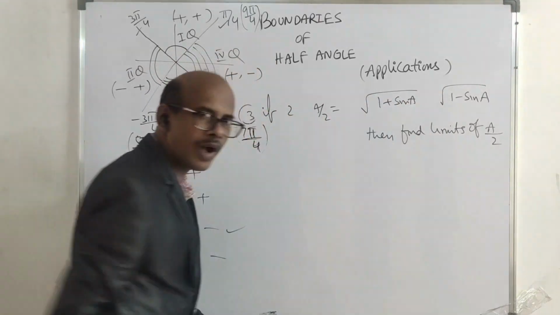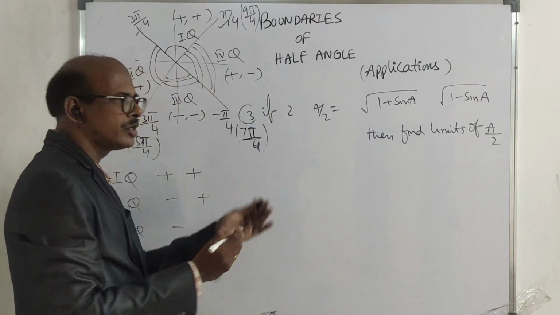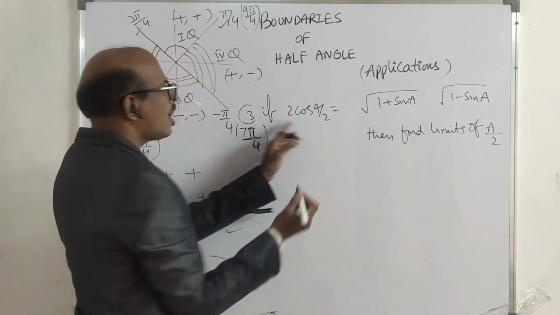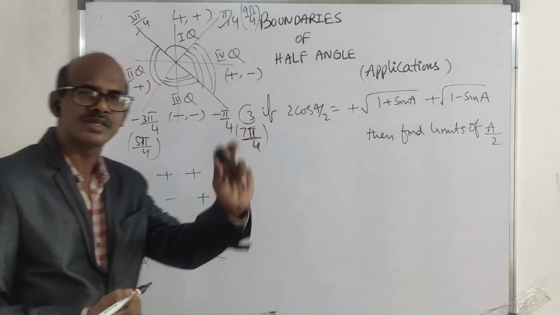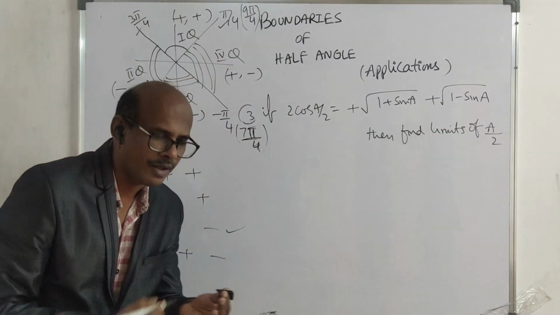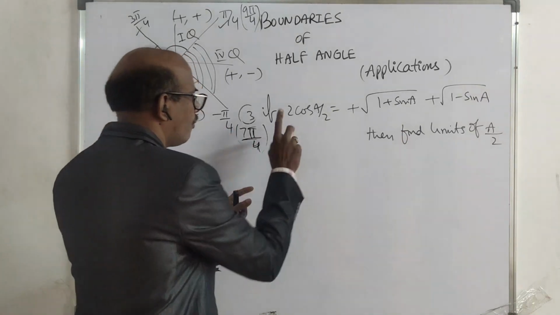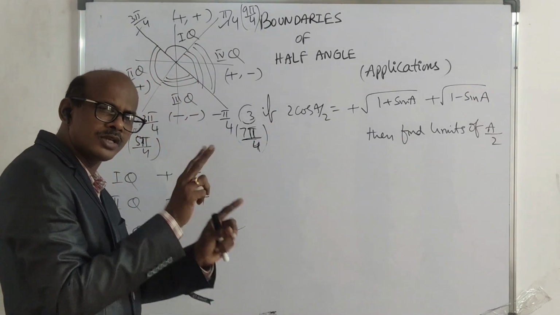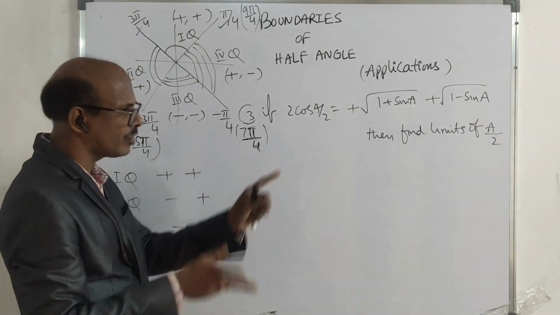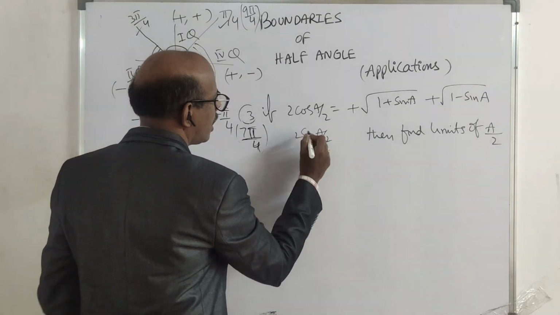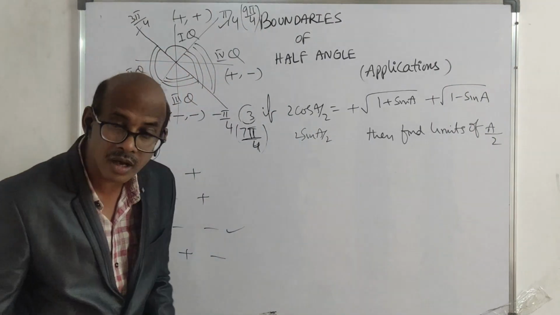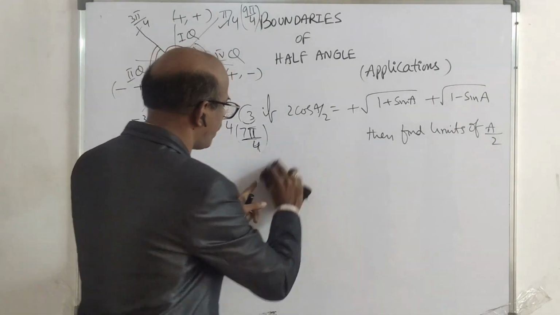Your attention is required, otherwise there is confusion. Here, 2 cos(a/2) equals plus root of (1 plus sin a) plus root of (1 minus sin a). Here there is a difference from the first problem. There is a difference between the first, second and third. The first and second are similar, because in the first and second problems 2 sin(a/2) is on the left side. But here in the third question it is 2 cos(a/2).